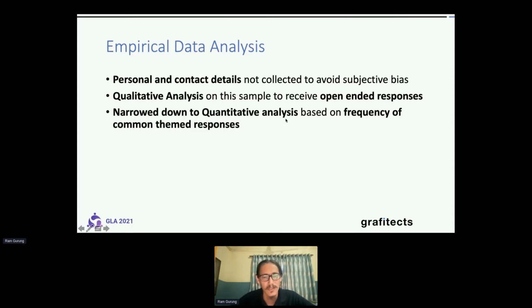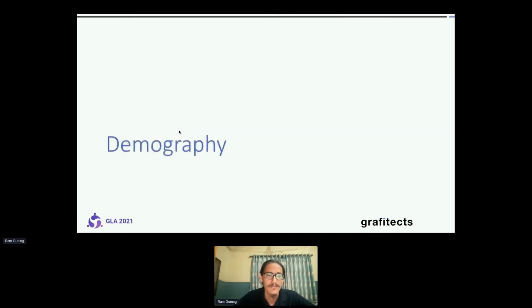In the quantitative analysis, what we did was use the frequency of common themed responses. For example, somebody, 5 or 6 people, will say similar kinds of things. We used that in the quantitative analysis. For example, 5 people responded this way. Okay. Now, demography is very, very important.